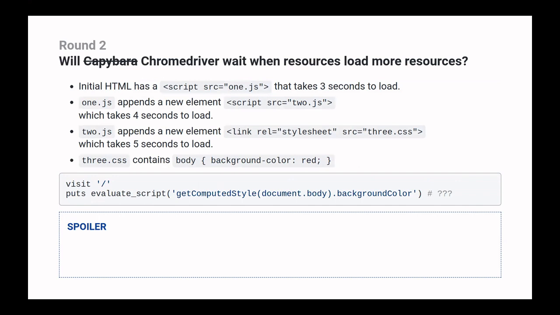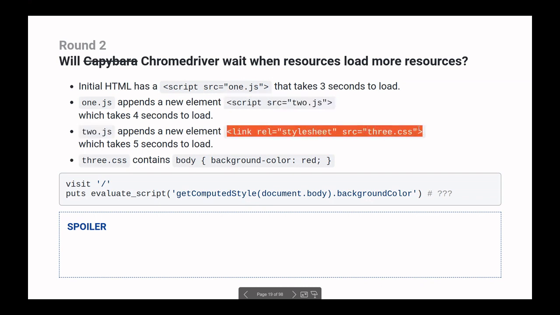Okay, so round 2 would be a more complicated example. In this case, we have an HTML and it refers to a script called one.js, and that takes 3 seconds to load. So very slow script. And one.js appends a new element called two.js, and that again takes 4 seconds to load. And inside of two.js, there is code that appends a new style sheet called 3.css, and this takes 5 seconds to load. And in 3.css is a style sheet rule that paints the body in the red color.